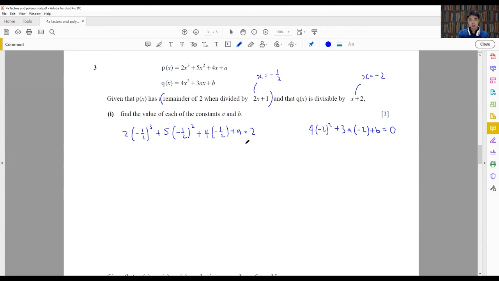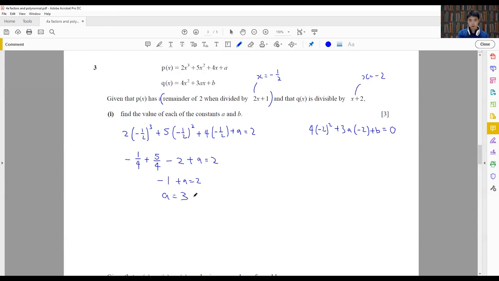From here, we can see that we will be able to solve for a using the left-hand side's equation. Simplifying what we have here, this will turn into negative 1 over 4 plus 5 over 4 minus 2 plus a equals 2. Then this will just give you 1 minus 2, negative 1. Negative 1 plus a equals 2, and therefore a equals 3.